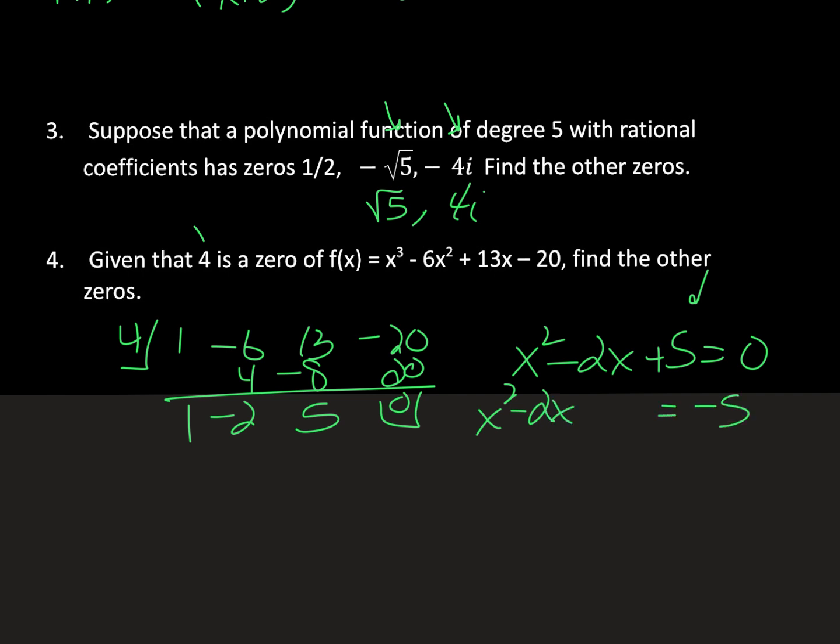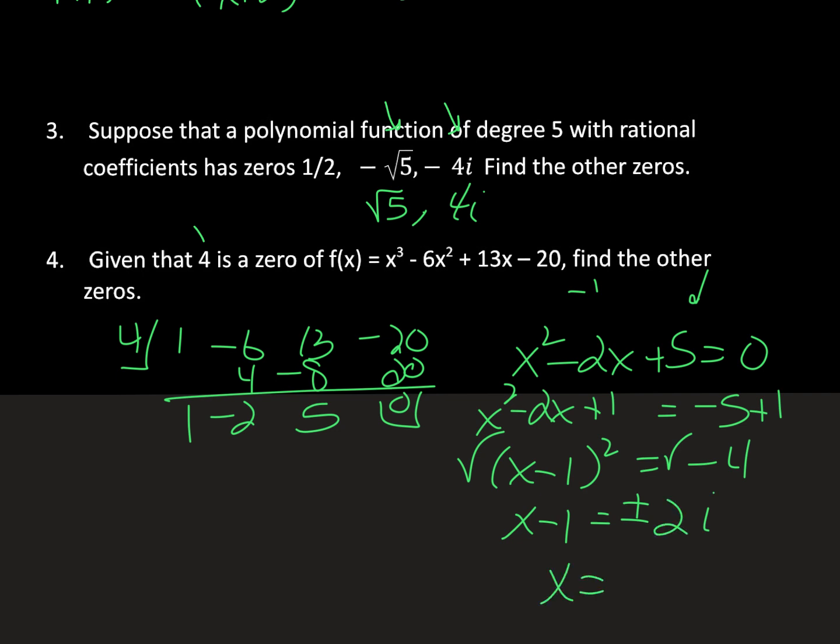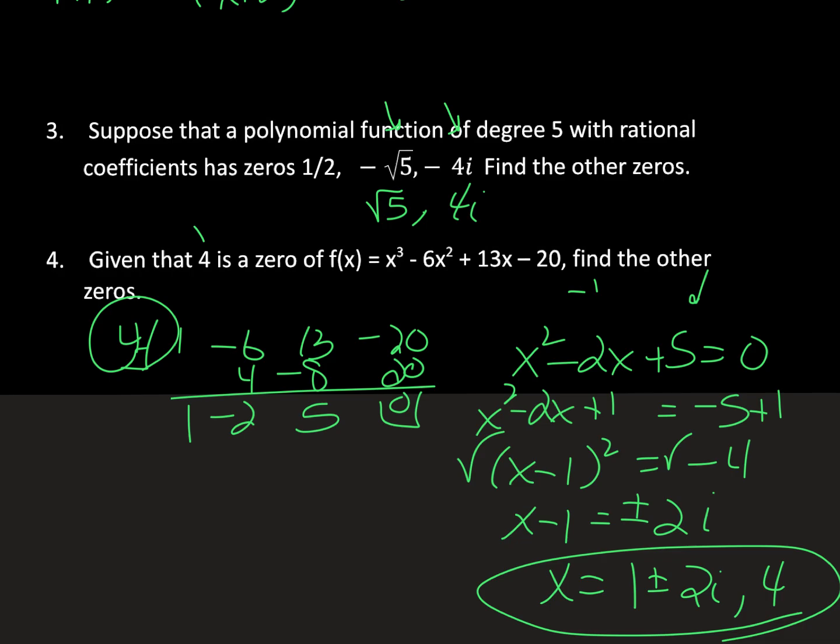Move the 5 over. Take half the middle, which is negative 1. Square it. Plus 1. Plus 1. That gives me x minus 1 squared. Remember, the half always goes inside over there. If you add those up over here, you get negative 4. Square root both sides. You get x minus 1 is plus or minus. Since it's negative, you got to take out an i, and that leaves square root of 4, which is 2. Then just move the 1 over. So my zeros are 1 plus or minus 2i. And don't forget the 4 you started with right there. That came from up here.